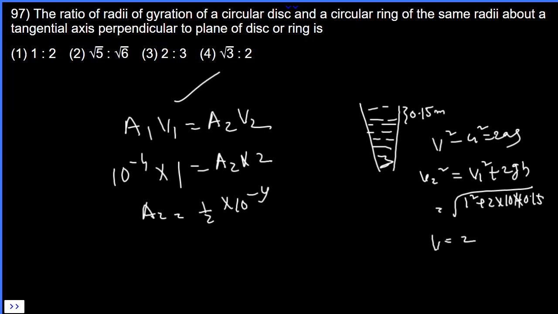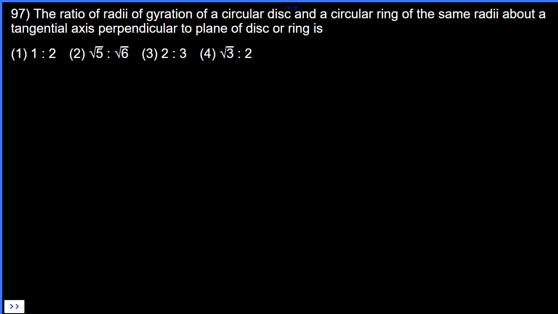Next one is problem number 97. The ratio of radii of gyration of a circular disc and a circular ring of same radii about the tangential axis perpendicular to the plane of disc and ring is. Okay, here we have to calculate the radius of gyration. k1 by k2 is equal to root over I1 by I2. Generally, moment of inertia formula in terms of radius of gyration is I is equal to mk square.